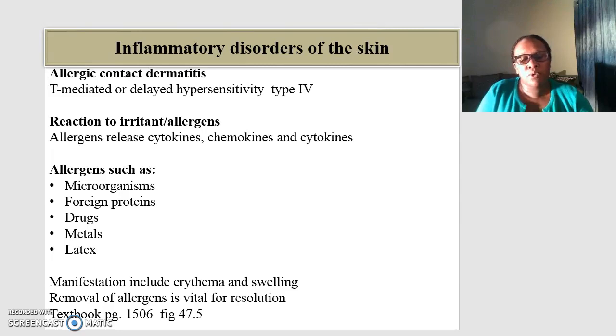Let's open our textbook page 1506, figure 47.5. It really shows a nice illustration of this kind of reaction.